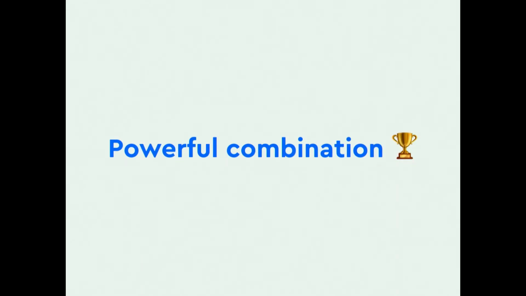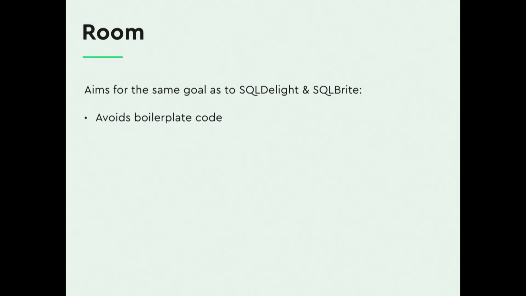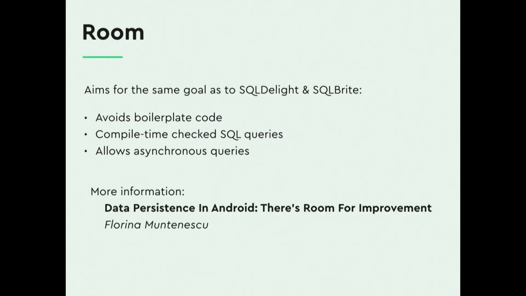That's everything that I had to say for both libraries. I just want to mention Room a little bit briefly. So Room, for those of you that were not at Florina's talk yesterday, was released at Google I/O this year. It's part of the architecture components, and it has the same goal as SQLDelight and SQLBrite, which is to avoid boilerplate code. They have compile-time checked SQL queries, and they allow you to do asynchronous queries. For more information, unfortunately, you have to see Florina's talk, but it was yesterday, so you have to wait until the videos are online.